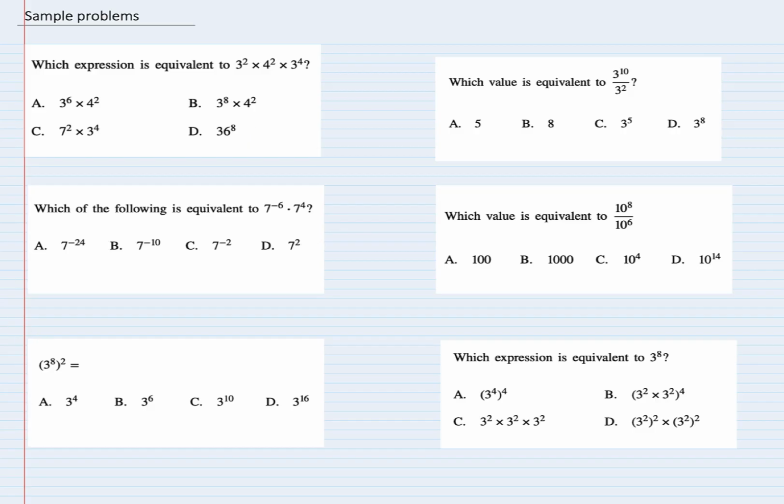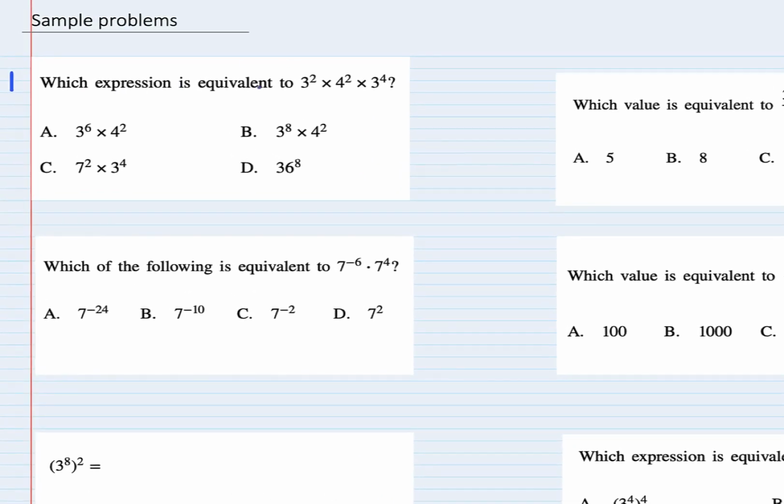So let's look at some sample problems, and I'm going to number them. It says, which expression is equivalent to 3 to the second times 4 to the second times 3 to the fourth? So we're multiplying. The rule for multiplication states that your bases must match. So who's matching here? 3 and 3. So 3 to the second will multiply 3 to the fourth. And because you're multiplying, the rule states you keep your base and you're going to add 2 plus 4.